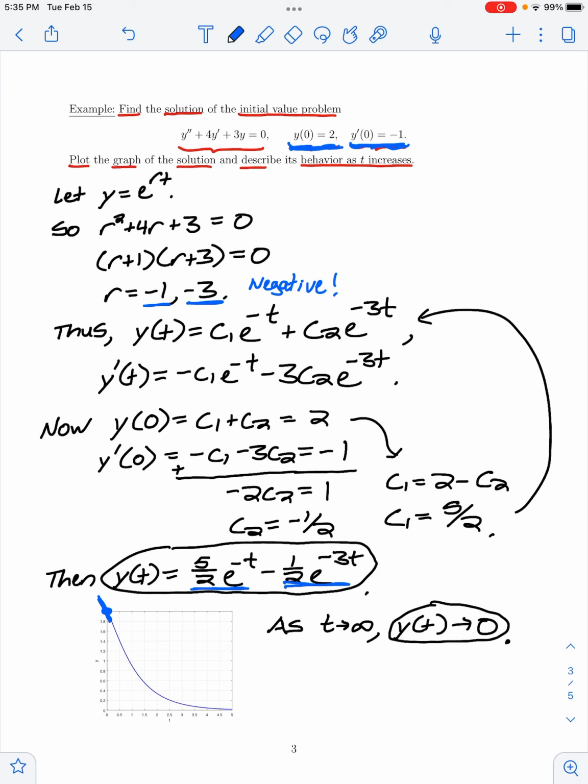And as t increases, we can see that our solution curve exhibits exponential decay. And the larger that t becomes, it seems that we're closing in on 0, as expected.